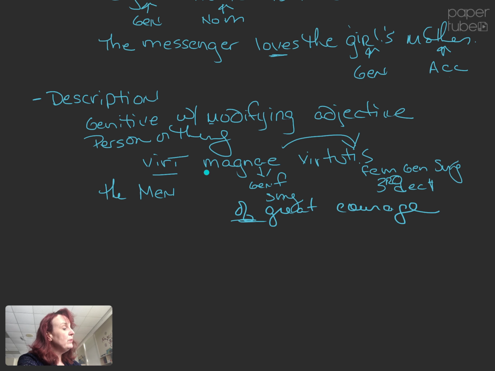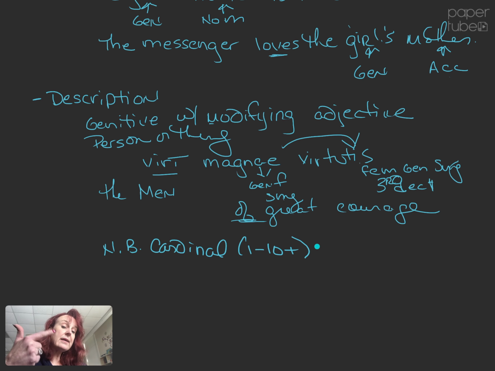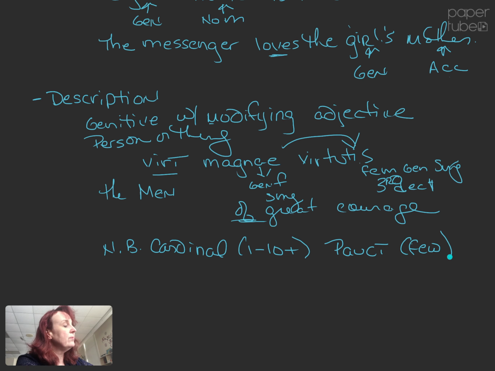Now, if we use a cardinal number, what do we mean by a cardinal number? Like 1 to 10 and on. Ordinal would be the other kind of number: first, second, third, fourth. Ordinal because it tells us the order that the events or things are occurring in. With a cardinal number or the adjective pauci, which means a few, they don't use the genitive for this of to complete the meaning. They use de or ex.